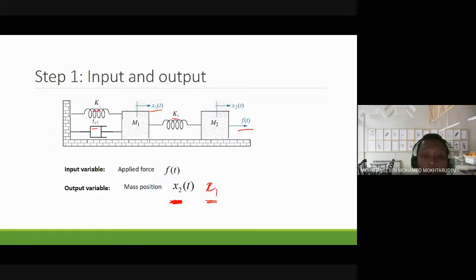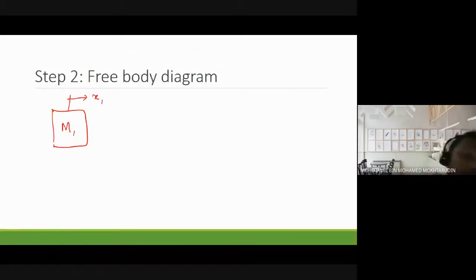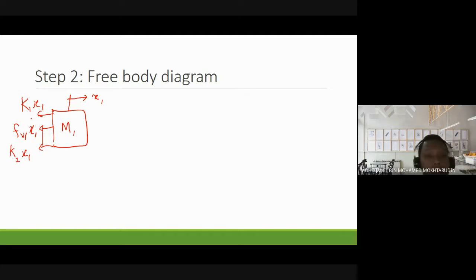So we have three things connected on M1, meaning that we have three forces trying to resist the motion of M1 from going forward. All of these elements will produce forces acting backward. So we have spring K1 x1, FV1 x1 dot, and spring K2 x1, all acting backward.